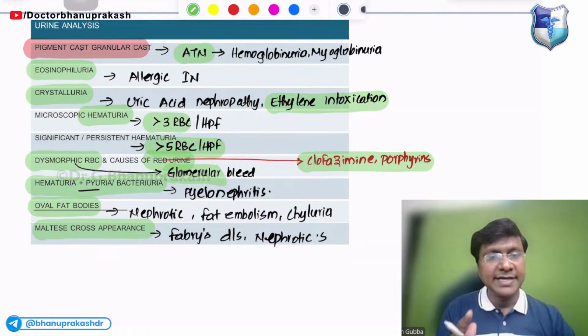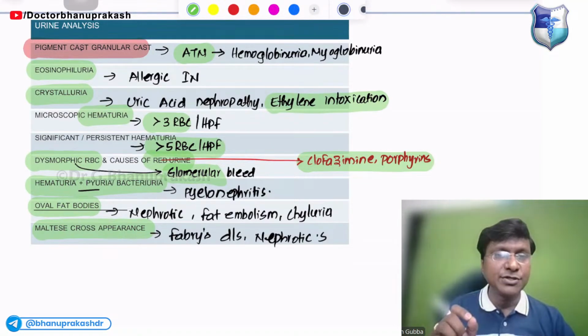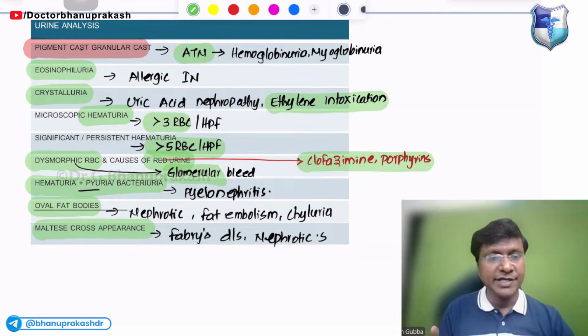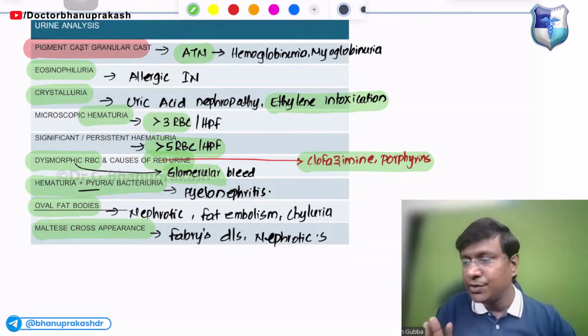Microscopic hematuria: the criteria is more than 3 RBCs per high power field, significant if more than 5. Dysmorphic RBCs, if present, are suggestive of glomerular bleed, right? Oval fat bodies are present in nephrotic syndrome, Maltese cross appearance in Fabry's disease. So this is about the urine analysis.